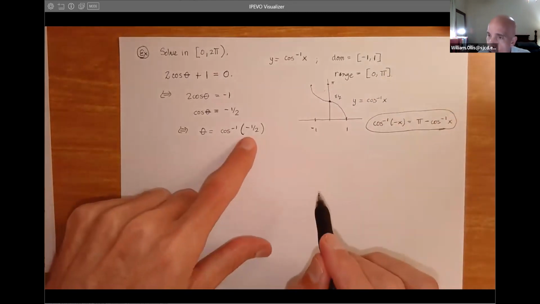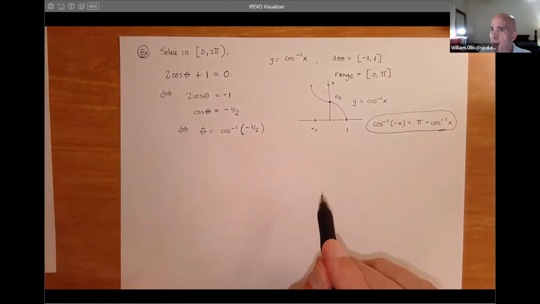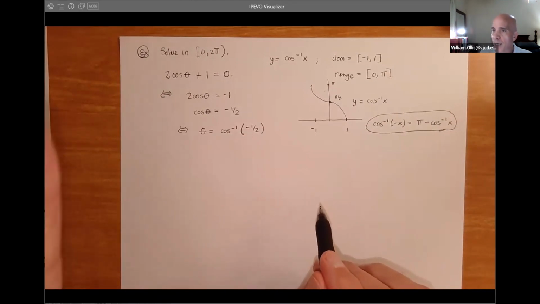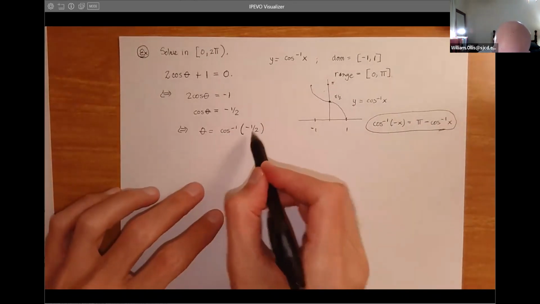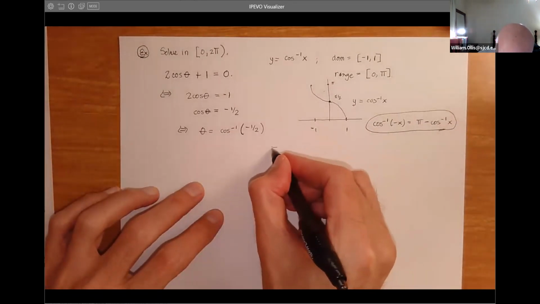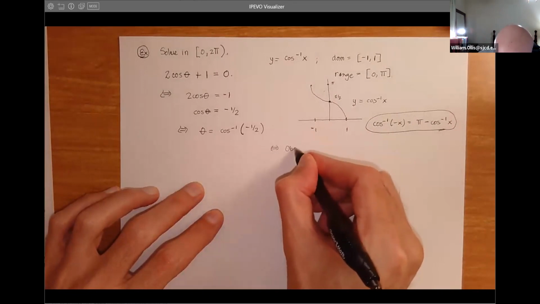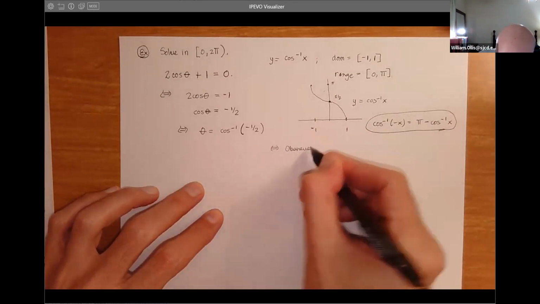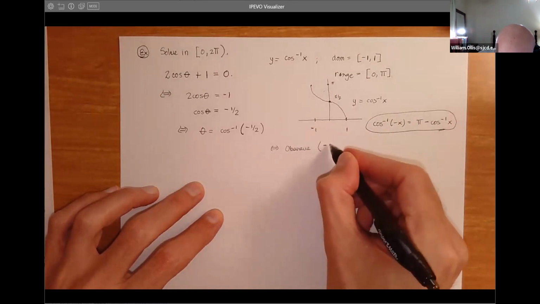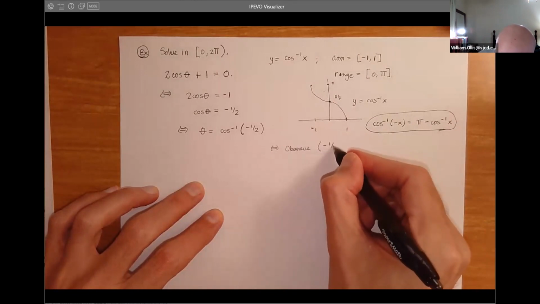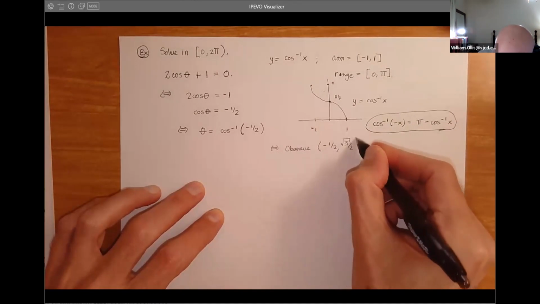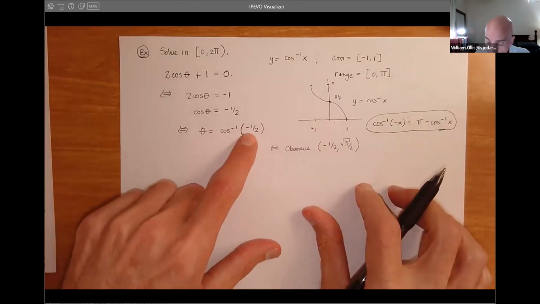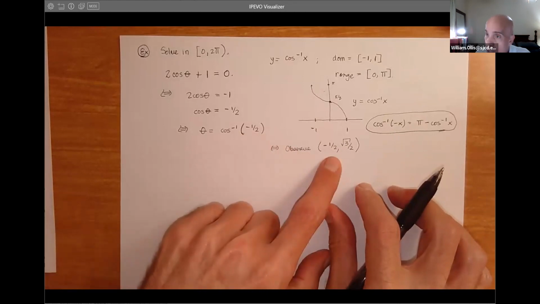But this is a unit circle value, and that's why I've been good to you. You don't have to use your calculator. So you won't need a calculator for this. No calculator allowed. So when you look at this, you think about the terminal point. So we observe the terminal point, -1/2, √3/2. That's the terminal point that corresponds to this computation here.